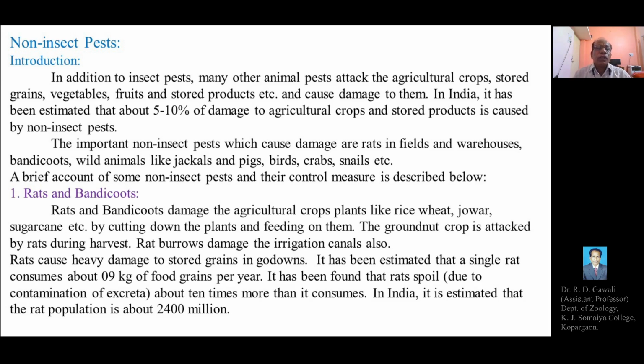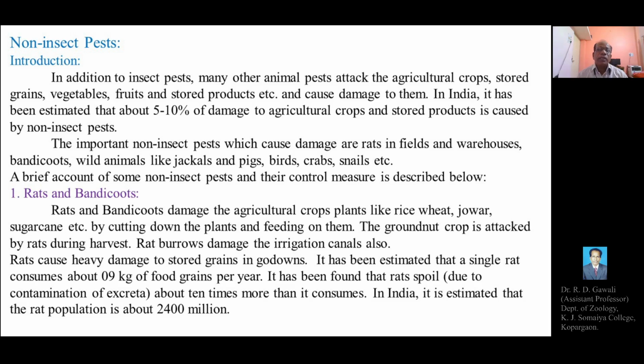The important non-insect pests which cause damage are rats in fields and warehouses, then bandicoots, wild animals like jackals and pigs, birds, crabs, snails, etc. So we'll explain a brief account of some non-insect pests and their control measures. First, we'll explain the important vertebrate pests, that is rats and bandicoots.